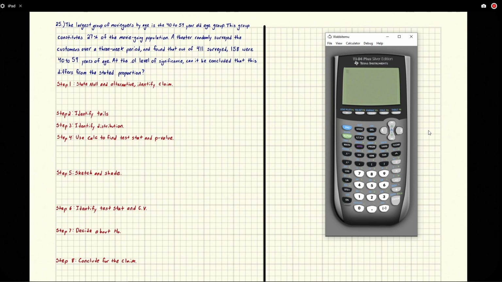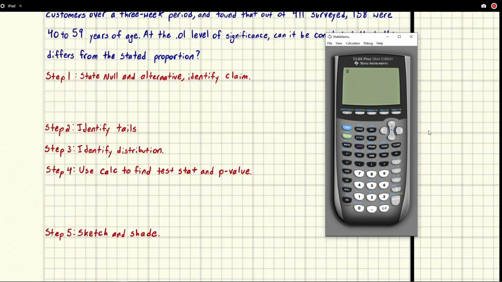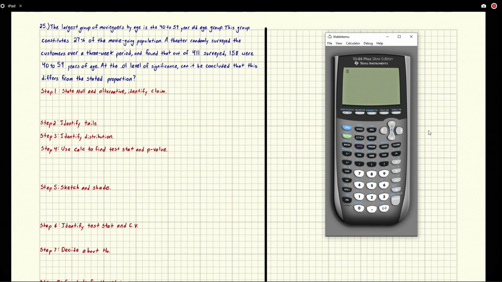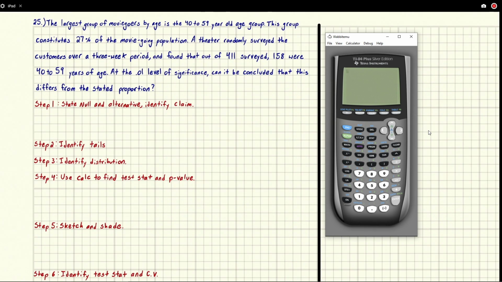So step 1, state the null and alternative hypothesis. Identify the claim. Our null hypothesis: we're dealing with proportions here, and they think a proportion is a specific amount. So we're going to have an H naught and an alternative to it, something that's different. The first one always has that equal sign. So we have a proportion is equal to something.